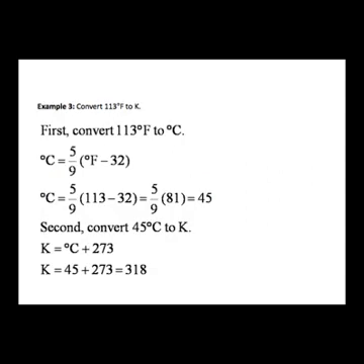So to convert 113 degrees Fahrenheit to the Kelvin scale, you have to convert the Fahrenheit to Celsius. Then you have to convert the Celsius to Kelvin because, again, we're changing scales.